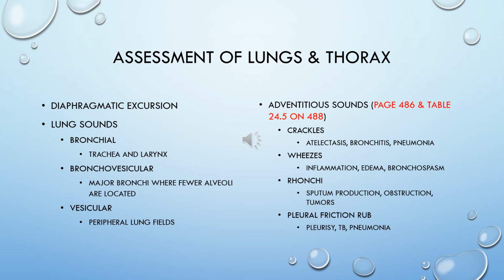And then just real quick, your different lung sounds: you have bronchial, bronchovesicular, and vesicular lung sounds. And the things that we typically listen for are adventitious breath sounds like crackles, which may indicate atelectasis, bronchitis, or pneumonia. They may have wheezing, which is an inflammatory process from edema or even bronchospasm. They may have rhonchi from sputum production or obstruction or even a tumor. If you do hear rhonchi in somebody, I would always tell them to cough, because a lot of times they may just have sputum that they need to clear out, and once they cough, you can clear that. And then also a pleural friction rub, which may be indicative of pleurisy, pneumonia, or TB.